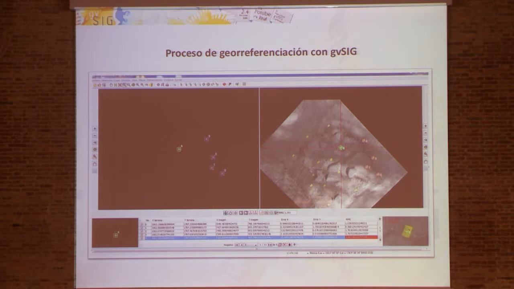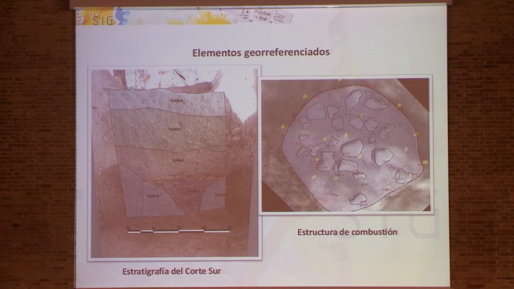Now that I've said this, we've created a layer shape and a sort of process for georeferencing. Therefore, we've got the unit totally located in space. Here we have some examples of future work, of post-work. We've got the elements with georeference. For example, in the combustion structure, we've got a layer on top of this where we have marked both the limits and the elements which are of interest to us.